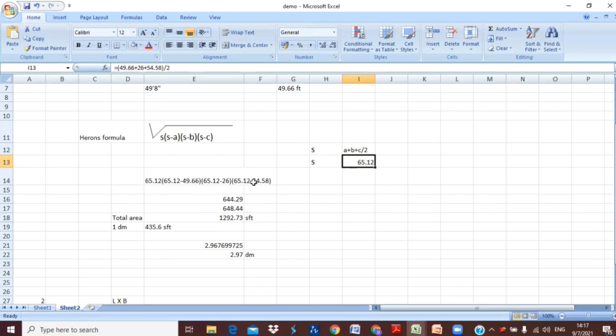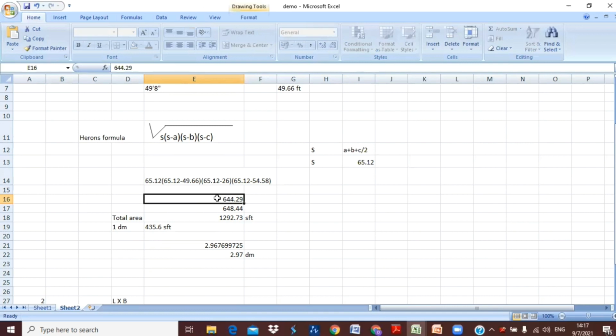You can also write it here and find the value like this. Like this I have calculated, and finally I have got the value, that is 644.29. So with this formula you can find this value. So we have found one part.